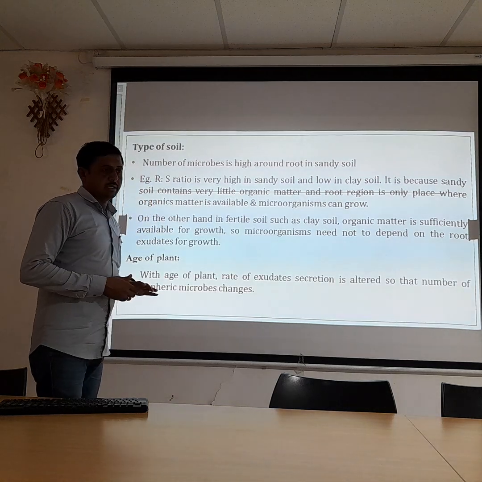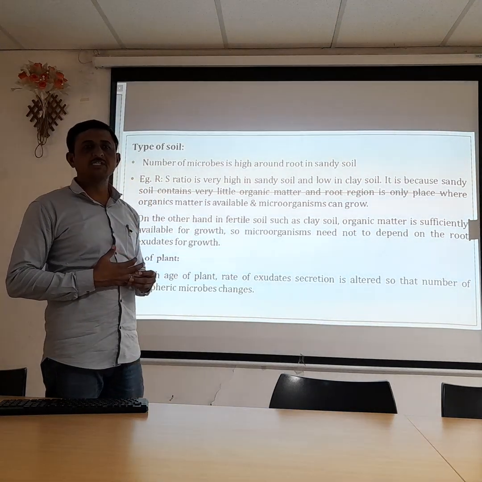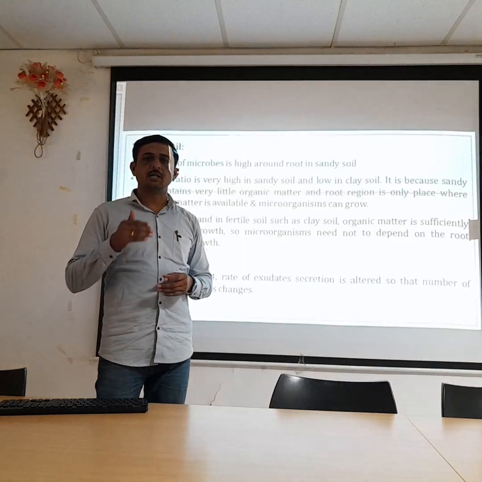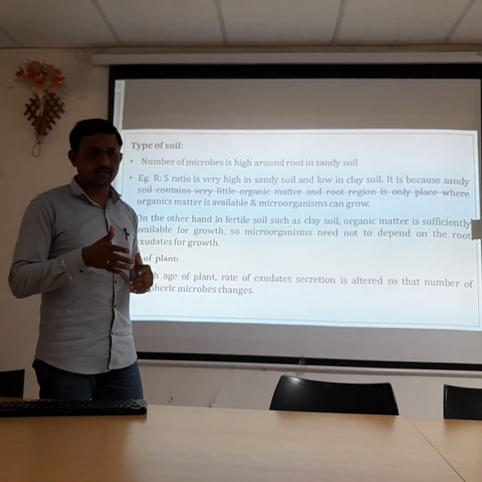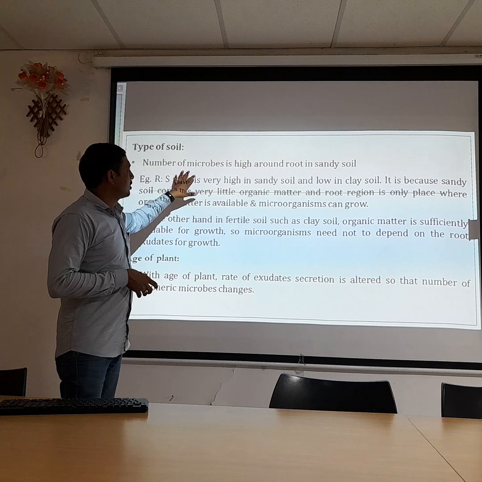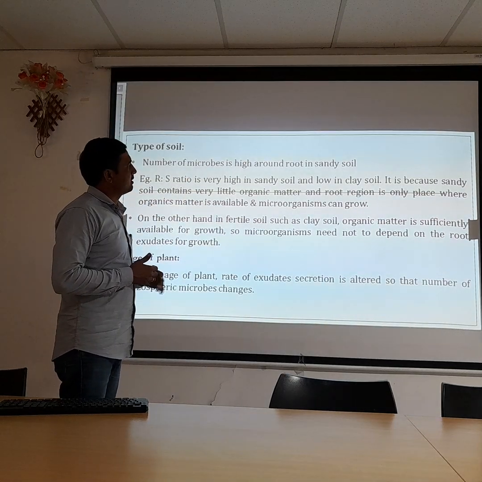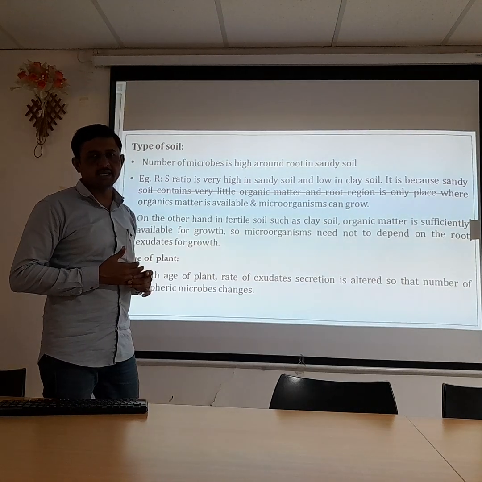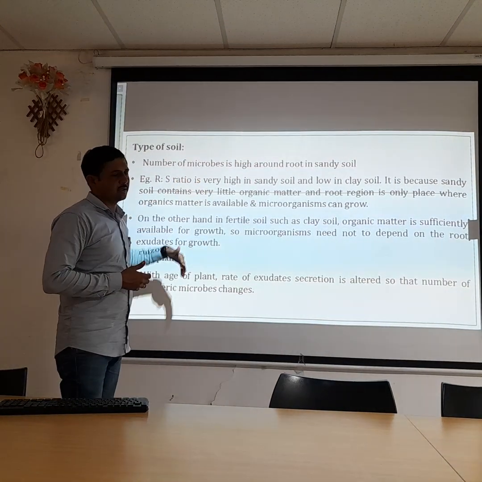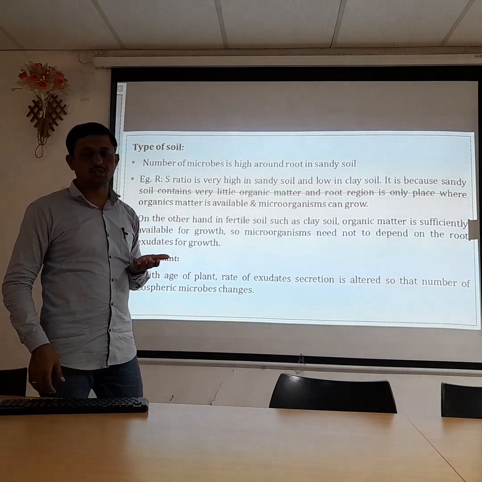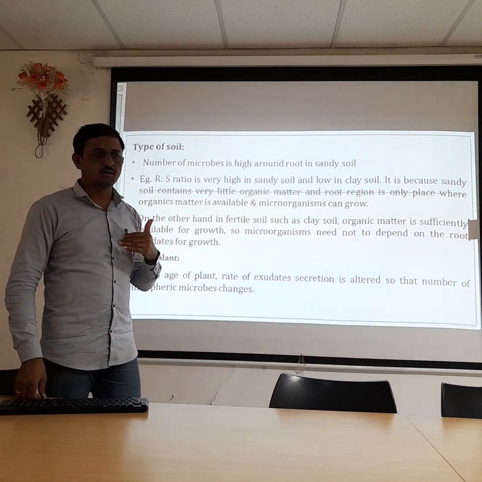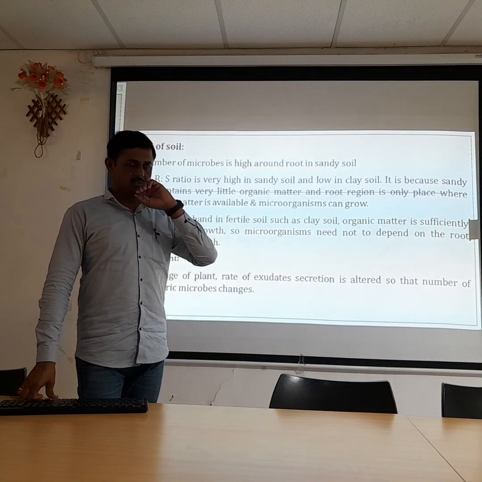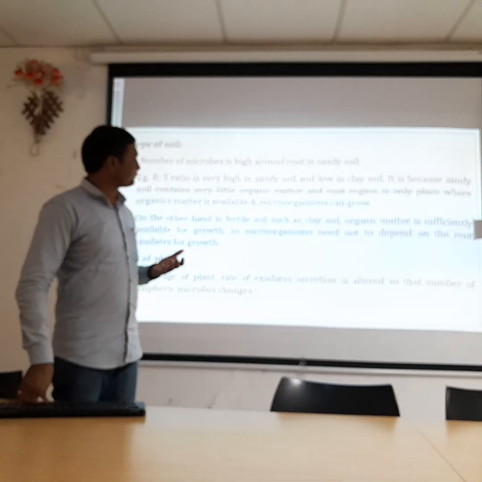Now the third factor is the type of soil. Which type of soil it is also affects the microbial population in the rhizospheric region. The number of microbes around the root is high in sandy soil. Here again we can discuss the type of soil, and which type of soil makes nutrition available for microbial growth.